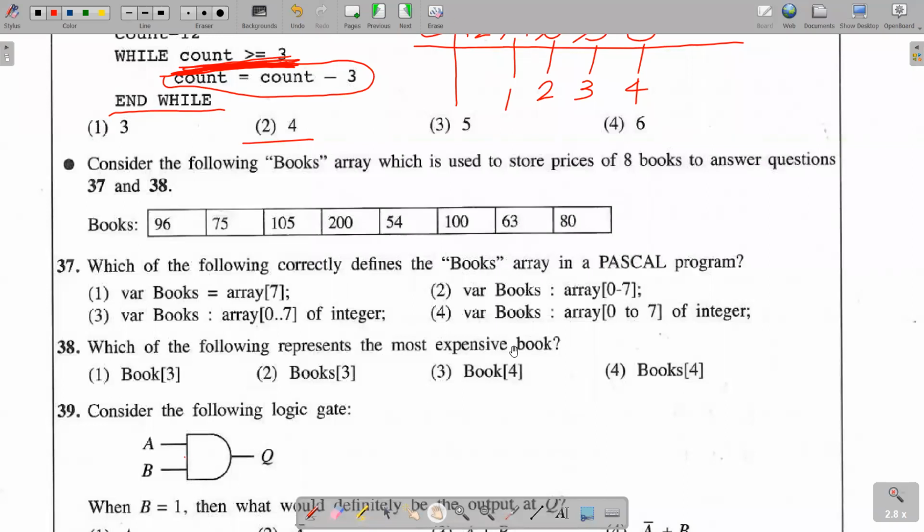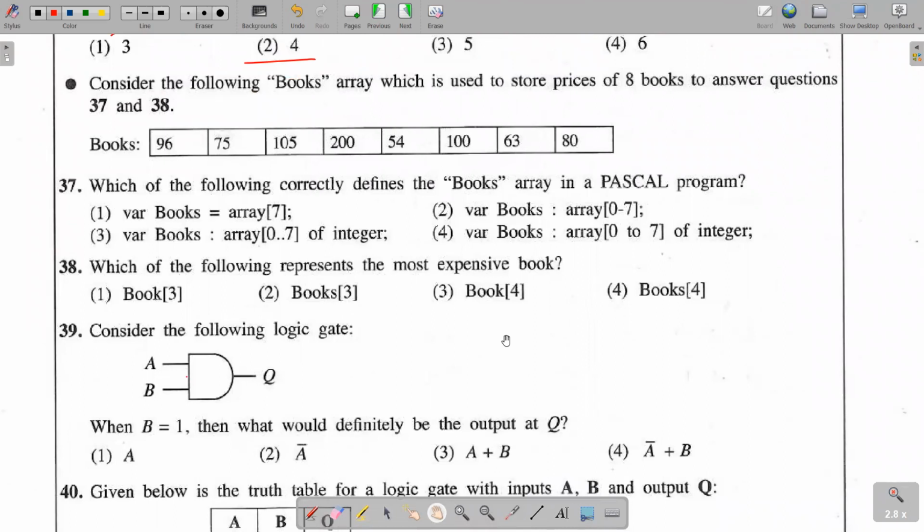Right, and 37. Which of the following correctly defines the books array in a Pascal program? Okay, so the books array, the name is books. There are indexes like 0, 1, 2, 3, 4, 5, 6, and 7, so there are 8 items. If the indexes are not defined, it starts from 0. Otherwise, you have to choose something matchable. When you are defining an array, there should be a var and the name of the array. All four answers have the name of the array, then a colon. Then you should have the keyword array.